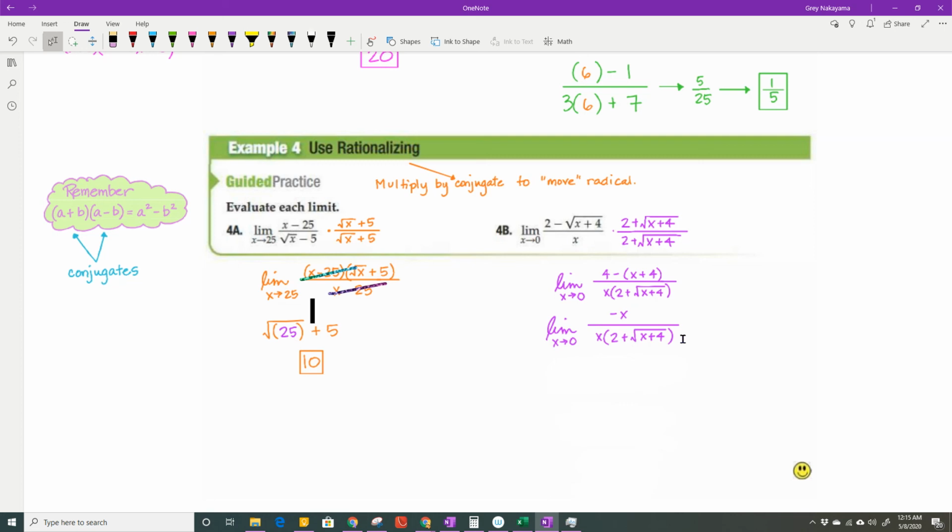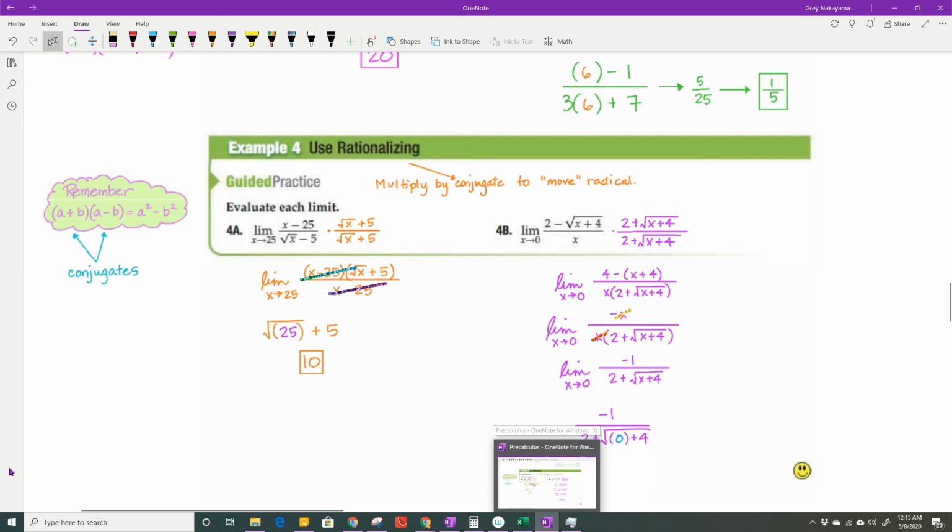And now, if you will notice that there is an x on the top and the bottom. So what's left, again, is the limit as x approaches 0 of negative 1. Okay, so be careful of that, because a lot of y'all would want to move this to the top. It's in the bottom. It's got to stay in the bottom, which is why I have the negative 1 on top. And now I've got it simplified so that I can directly substitute 0 in for x, and I will have negative 1 over 2 plus the square root of 0 plus 4, which becomes negative 1/4.